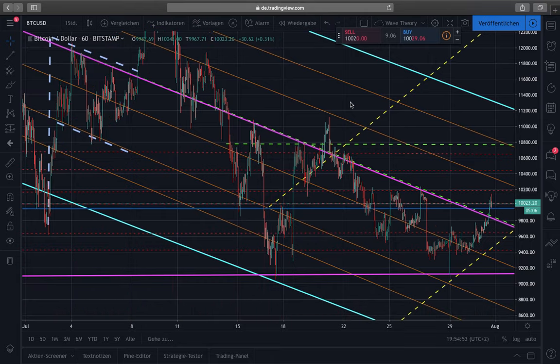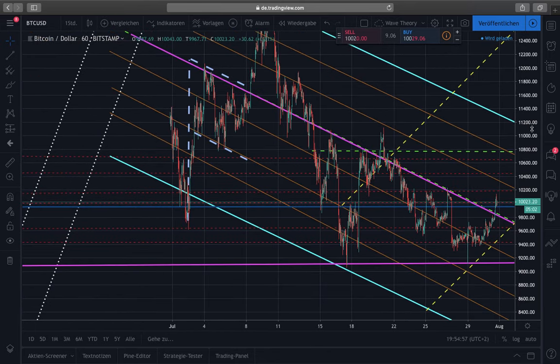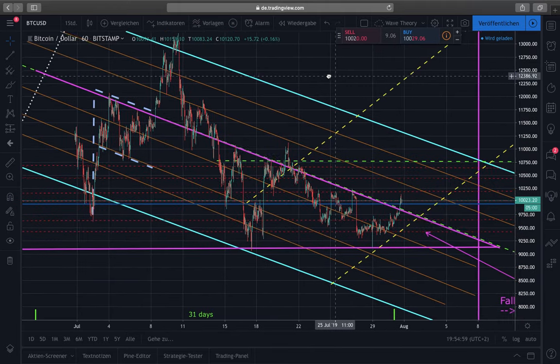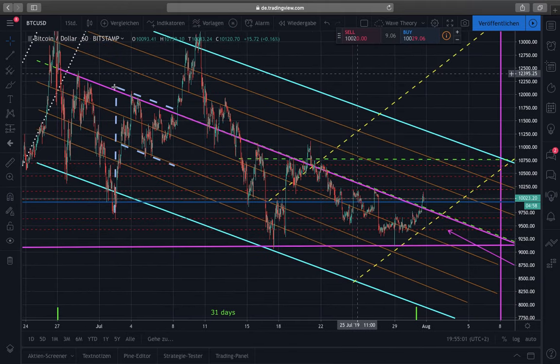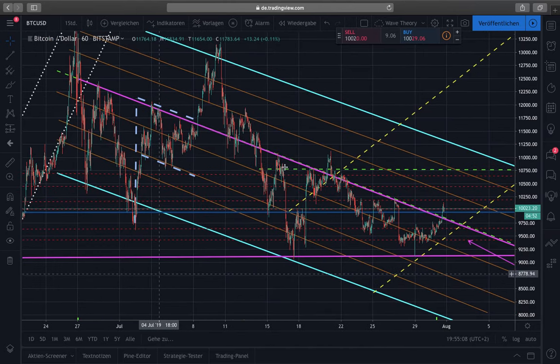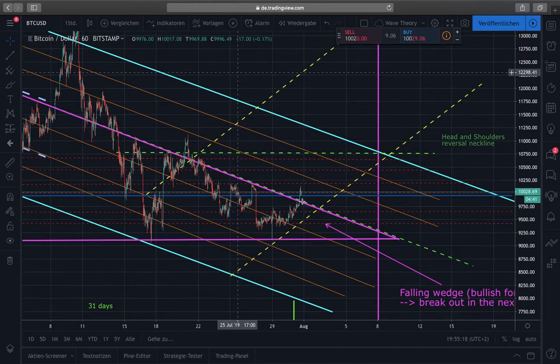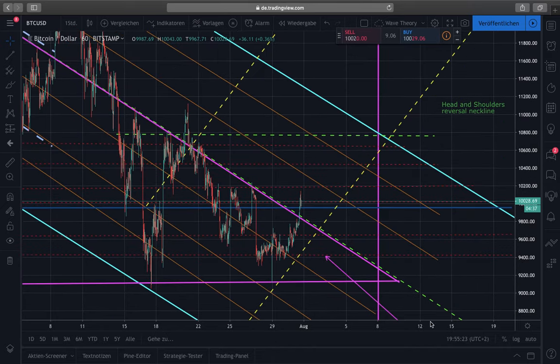When we take a look at the whole chart, something that is very, very important is this big falling wedge. All right, this big falling wedge. And the last time we broke this resistance line, as you can see, we moved all the way up to the main trend line. Now, what is going on right now? Well, we broke this line. So let me zoom in a little bit.